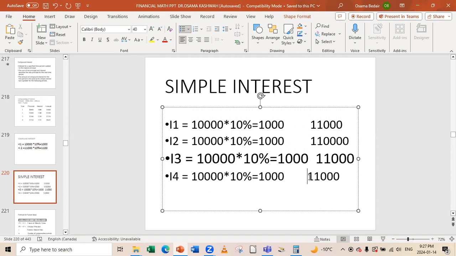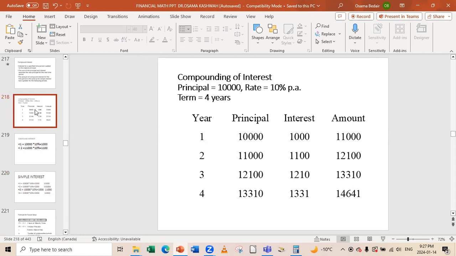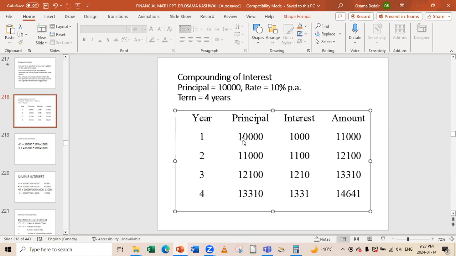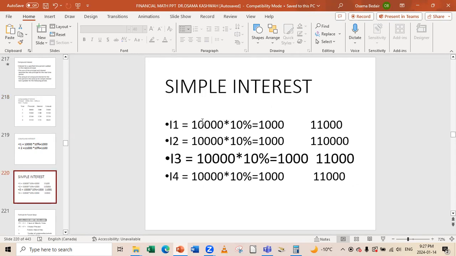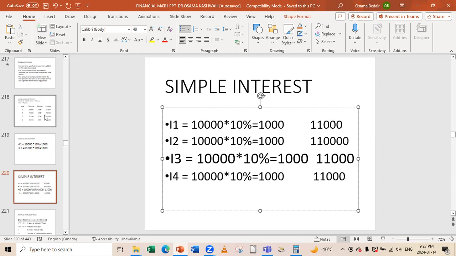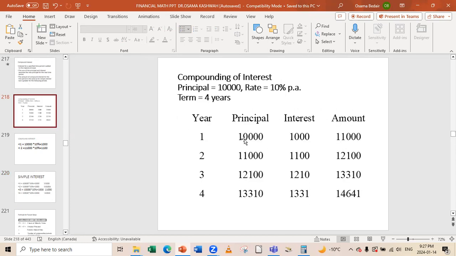But in the compound interest, it doesn't work like this. We saw how it works. Look at this. I took the 10,000 times 10%, it gave me 1,000. So 10,000 plus 1,000, that's 11,000. Second year, I will take the 11,000, not 10,000 like what I did here in the simple. In the simple, I took the 10,000 all the way down. But here, no. I will take the original principal plus the interest and calculate the interest for both of them for the second year. So it will be like this way and this way and this way.